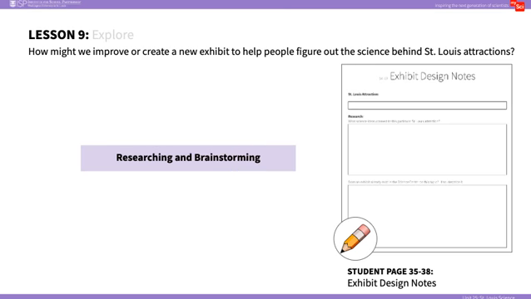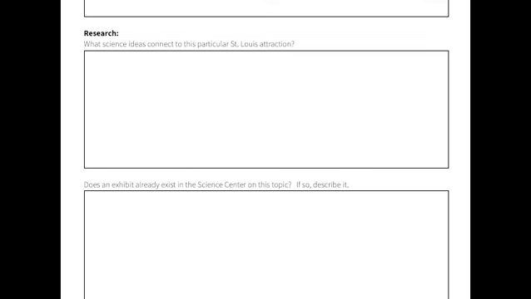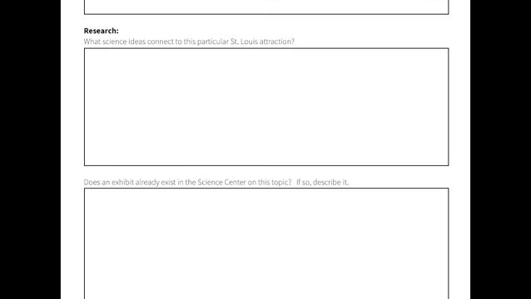Students will work through their exhibit design notes found in their student journals. They'll do this in either groups or partners. This is an important step of this lesson. Students must decide on the St. Louis attraction they're going to focus on for building an exhibit. This part of the lesson is the research and brainstorming part of the engineering design cycle, so give students time to conduct research about their particular attraction.